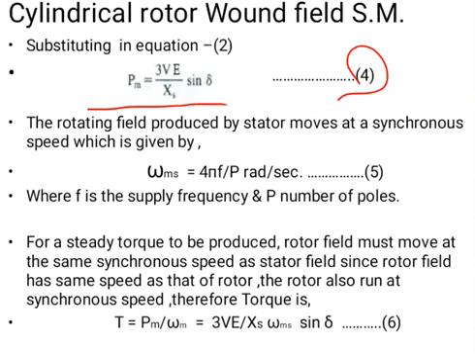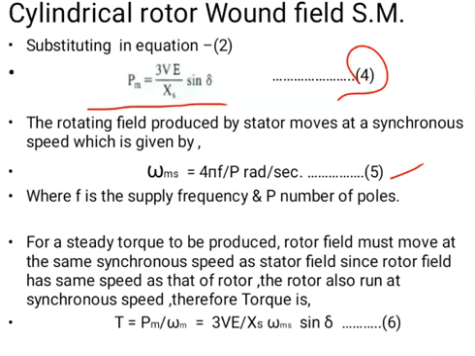The rotating field produced by the stator moves at a synchronous speed, which is given by omega ms equals 4 pi f divided by p in radian per second. This is our fifth equation, where f is the supply frequency and p is the number of poles.